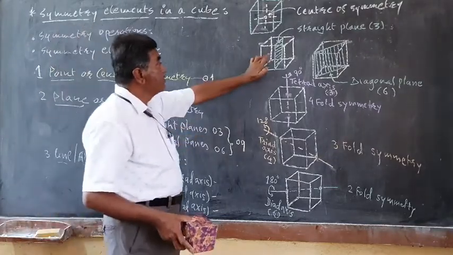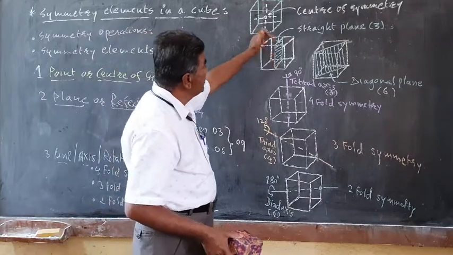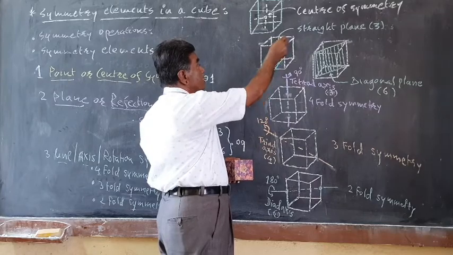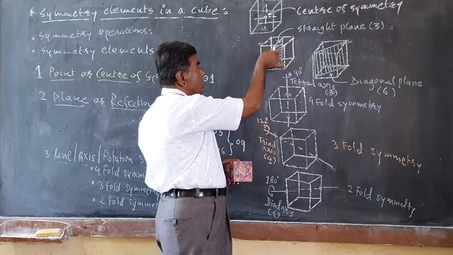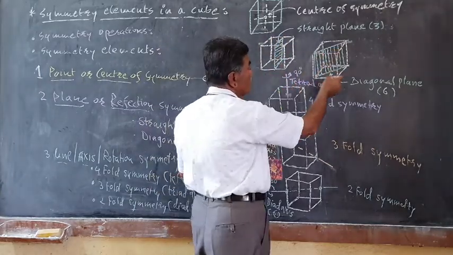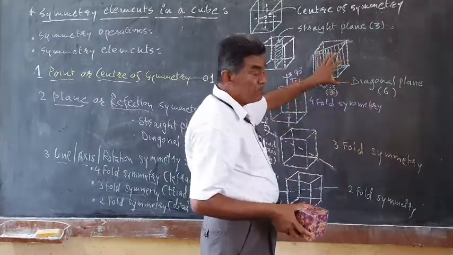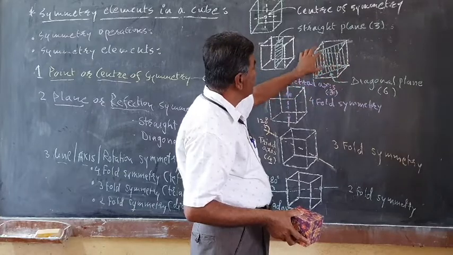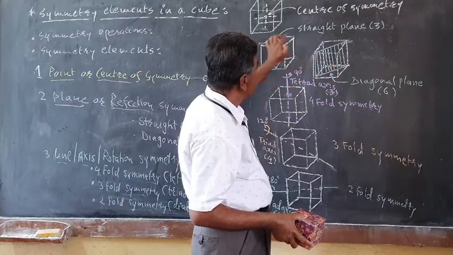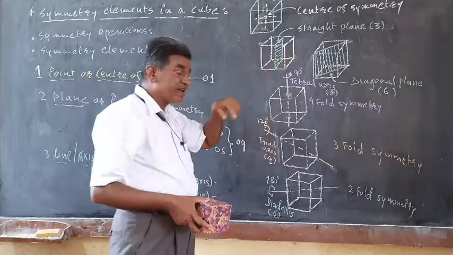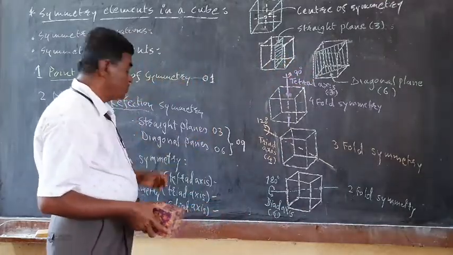One straight plane is shown here. The straight plane is here, particularly through the midpoint, which divides the crystal into two parts, and one diagonal plane is also shown. We can draw such 6 diagonal planes also. For simplicity, we will show one straight plane and one diagonal plane. Here this is the plane of symmetry. 9 planes of symmetry are observed in the case of the cube.